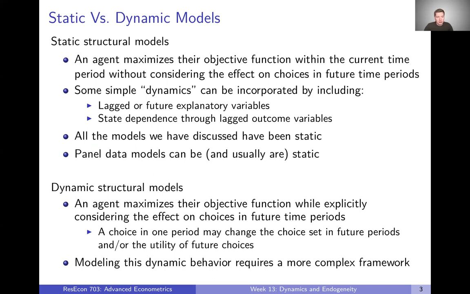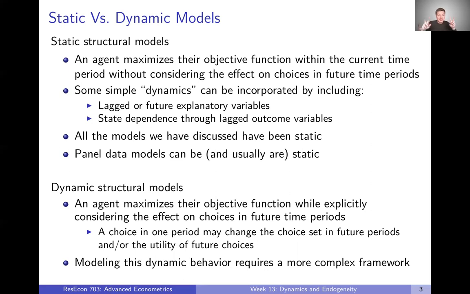And so a static structural model is one in which an agent maximizes their objective function within the current time period without considering the effect that their choice in this time period will have on choices made in future time periods. In nothing we've talked about all semester have we said anything about how today's choice might affect choices that are made tomorrow or sometime in the future. And that's going to be the key distinguishing feature between static models and dynamic models.